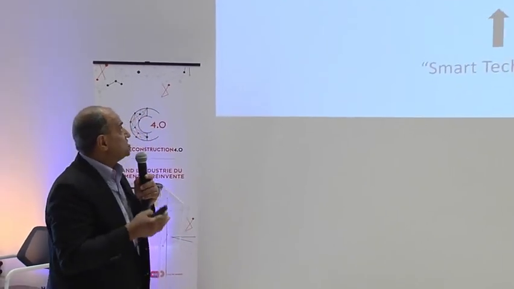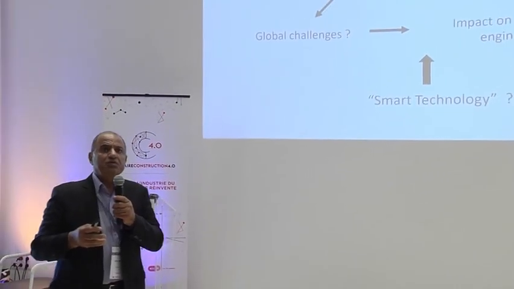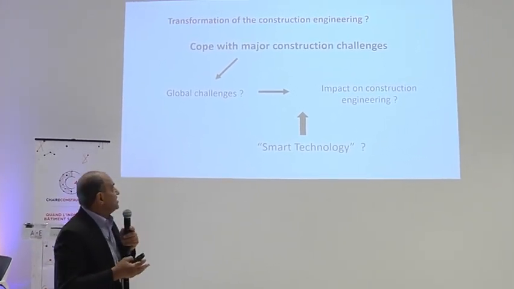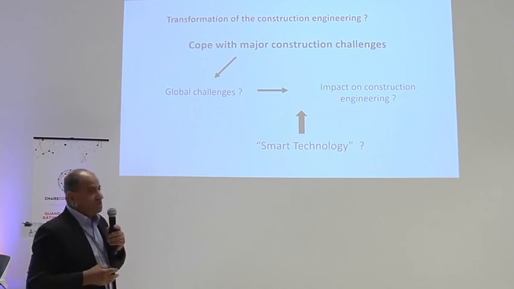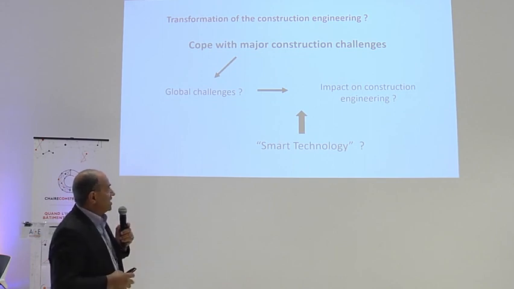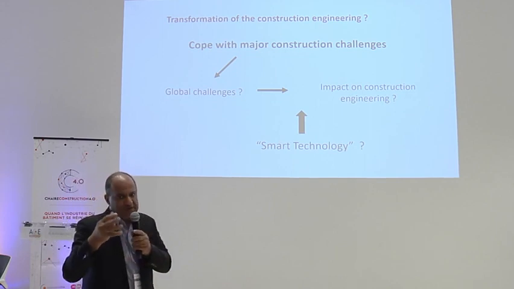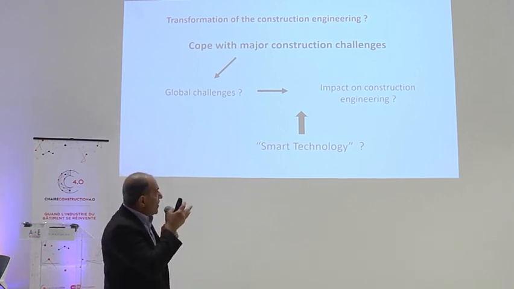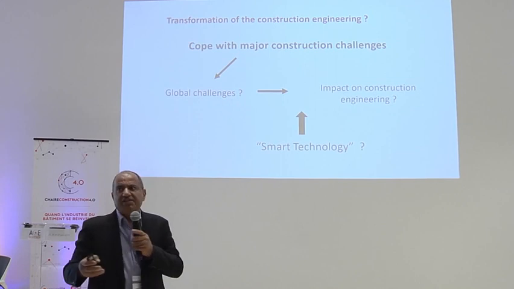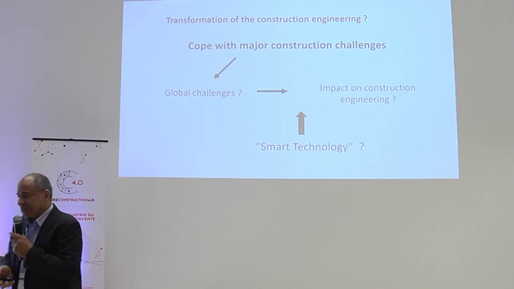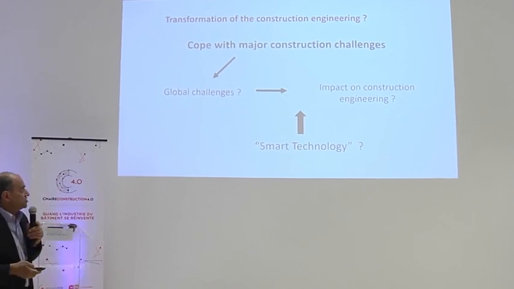Now, when we speak about transforming construction engineering, one of the questions is why we have to transform construction engineering. And the response is that, okay, we have some major challenges. These challenges are a part of the global challenges which we have. We'll first of all very quickly see what these main challenges are, and what the impact is on construction engineering, and after that see how the smart technology or the smart thinking will help us to achieve this transformation.